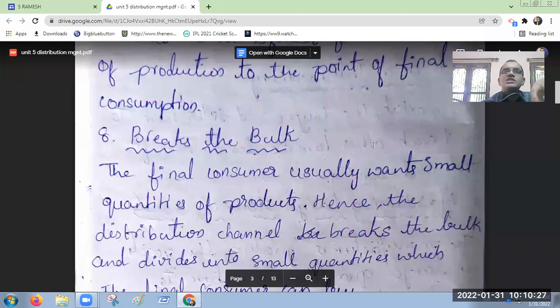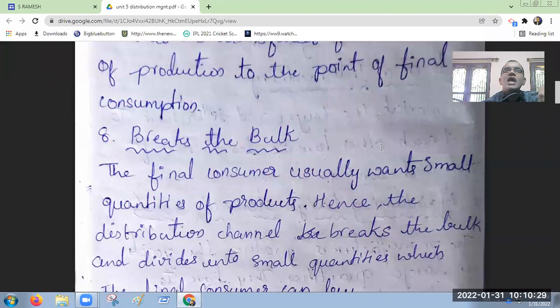So the channel of distribution will act as a breaker of the bulk. They will be separated. Bulk quantity will be separated into smaller compartments, smaller units.